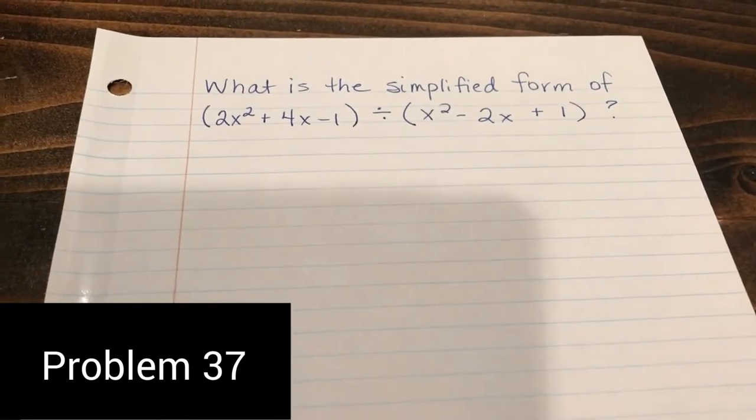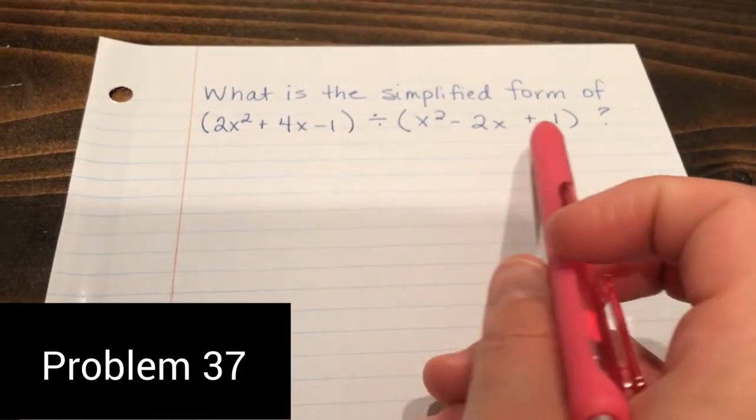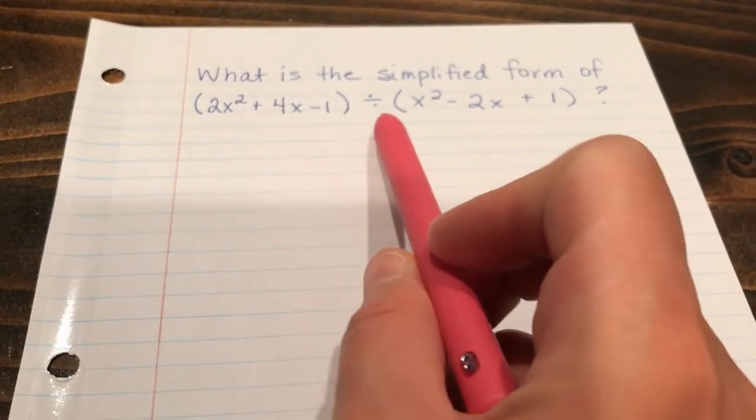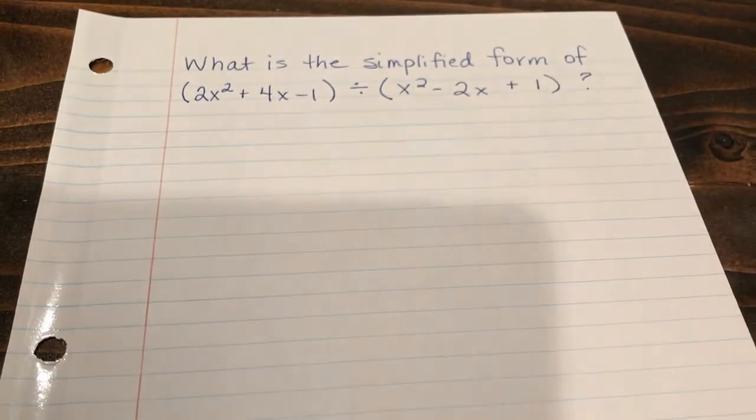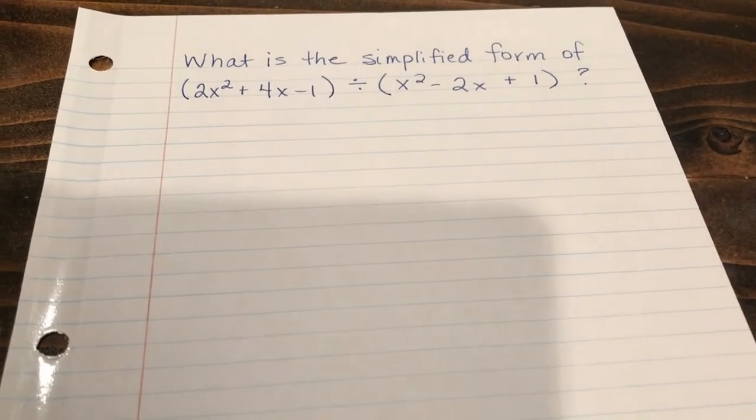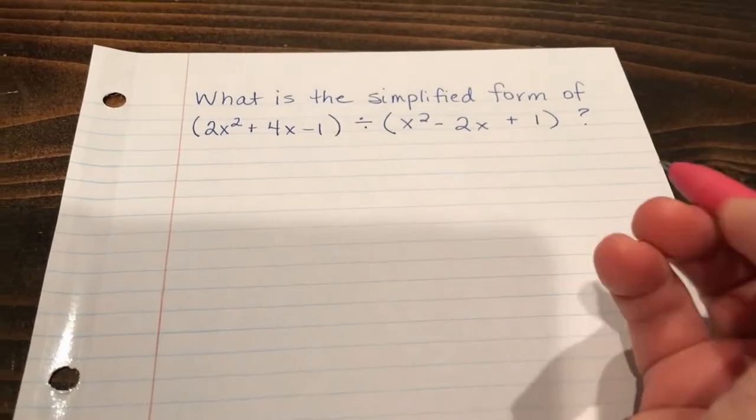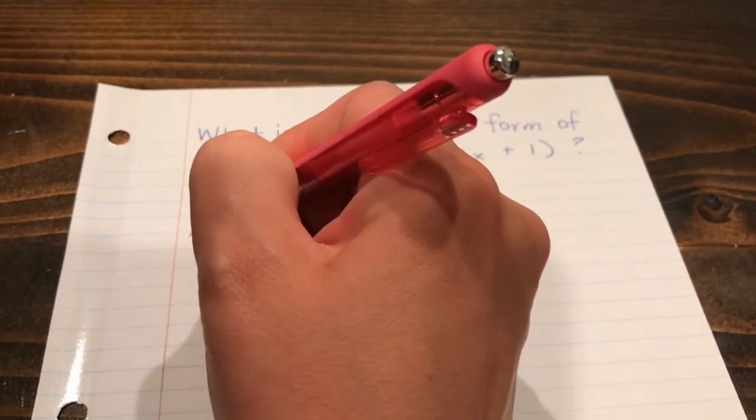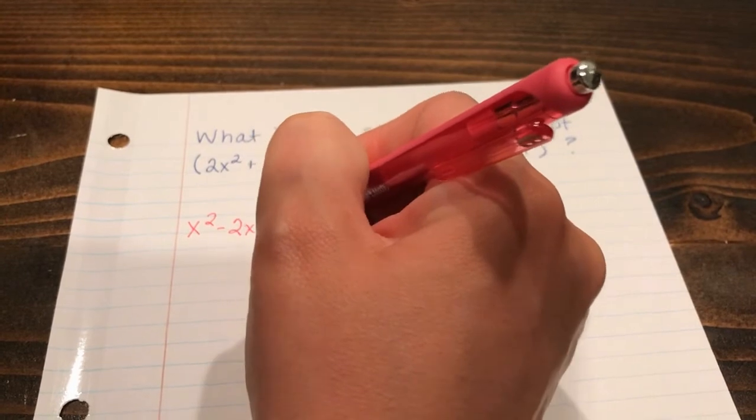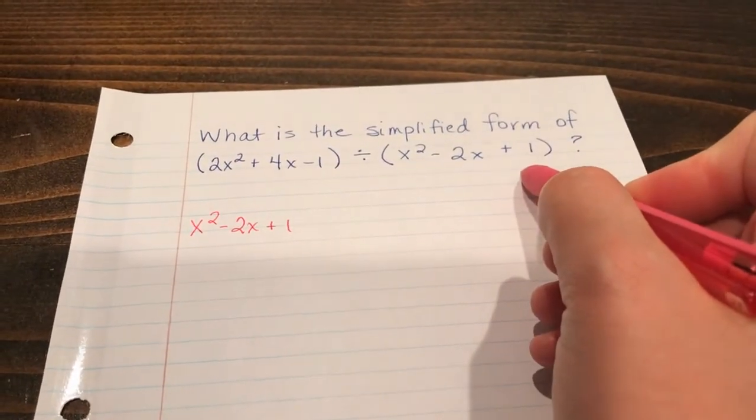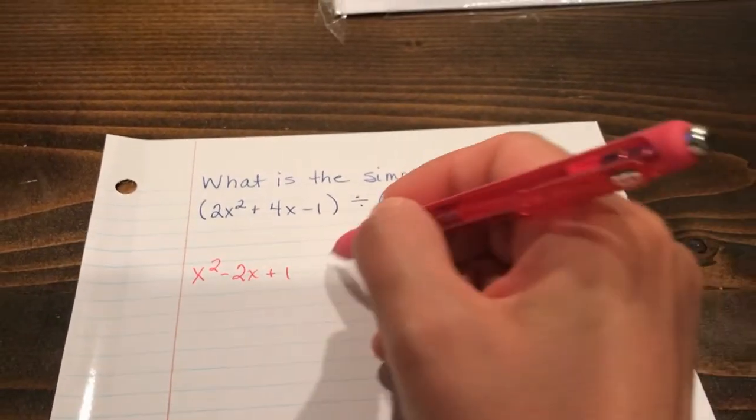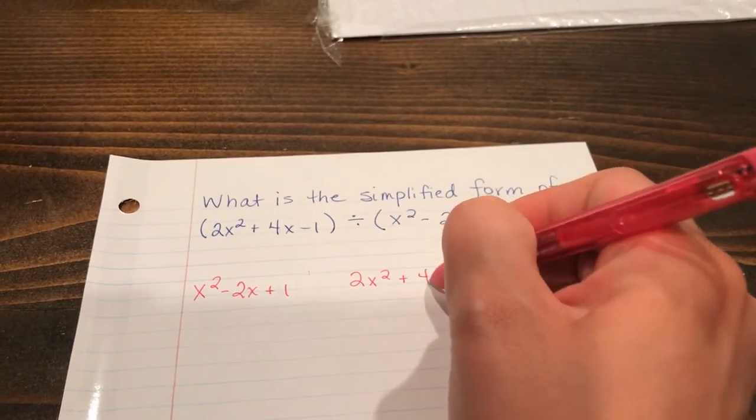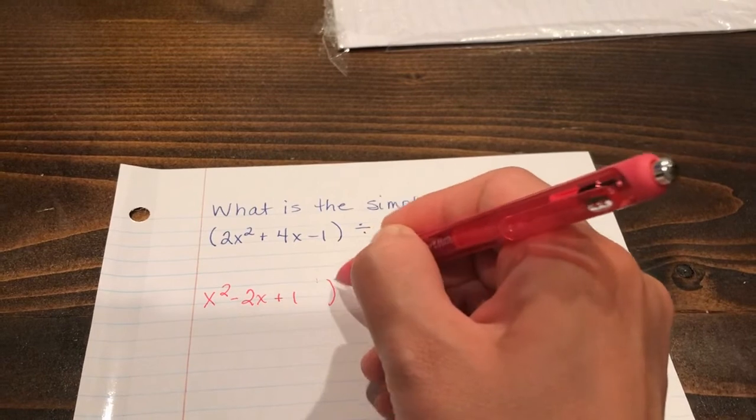Hey friends, on this problem, we want to find the simplified form of 2x squared plus 4x minus 1 divided by x squared minus 2x plus 1. And to do that, we're going to need to do long division. So I'm going to set up the long division. You'll notice that I'm putting the second expression outside the house. And I'm going to put the first expression inside the house.